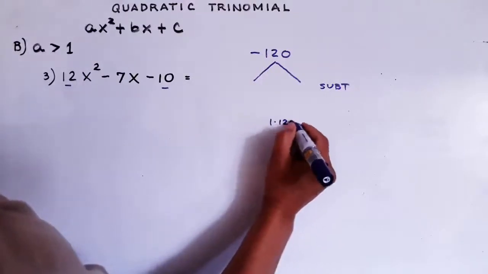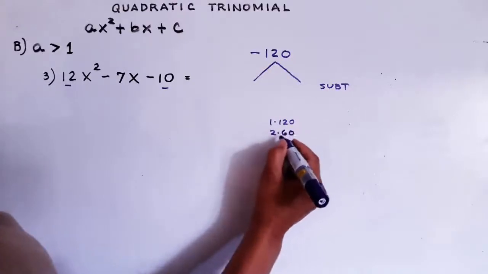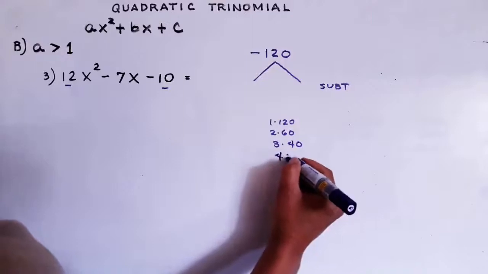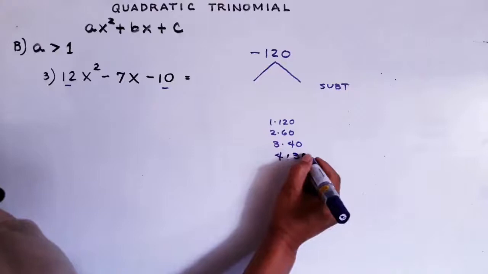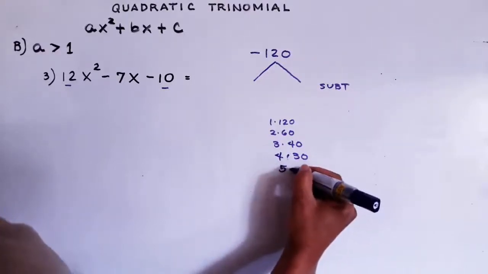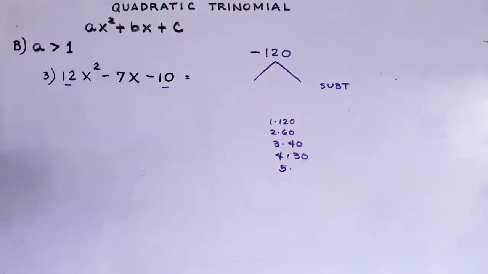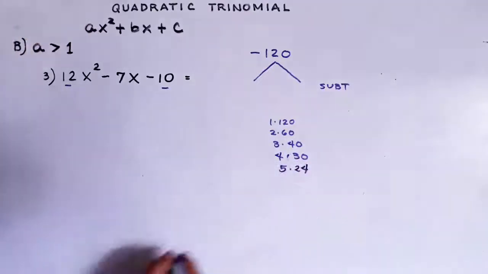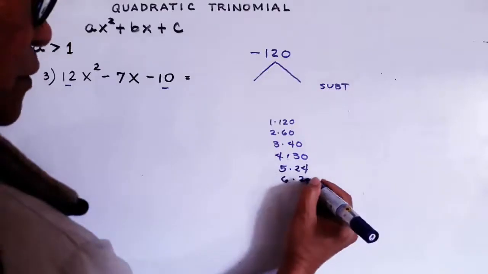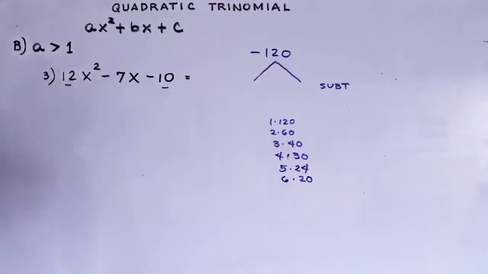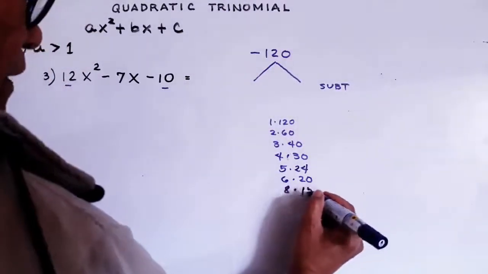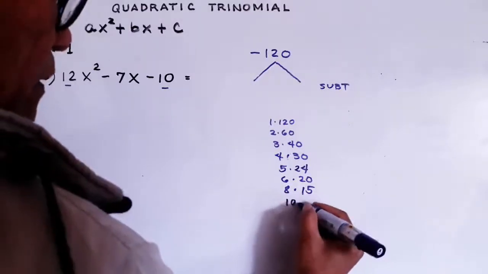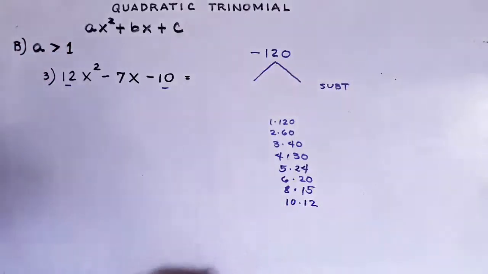1 times 120, 2 times 60, 3 times 40, 4 times 30, 5 times 24, 6 times 20, what else? 8 times 15. 9, no. 10 times 12. Okay, we have the factors of 120.